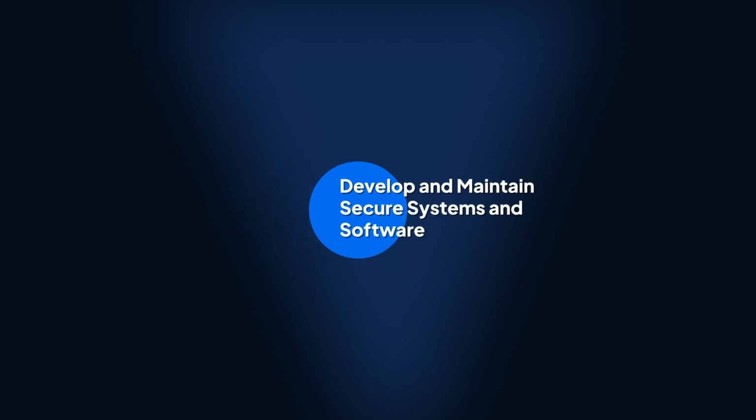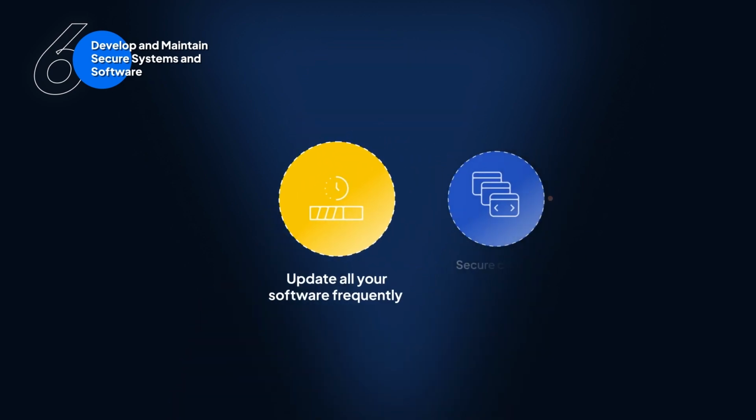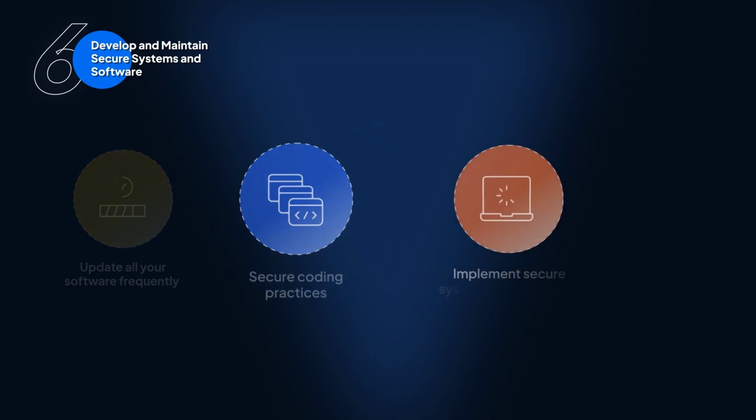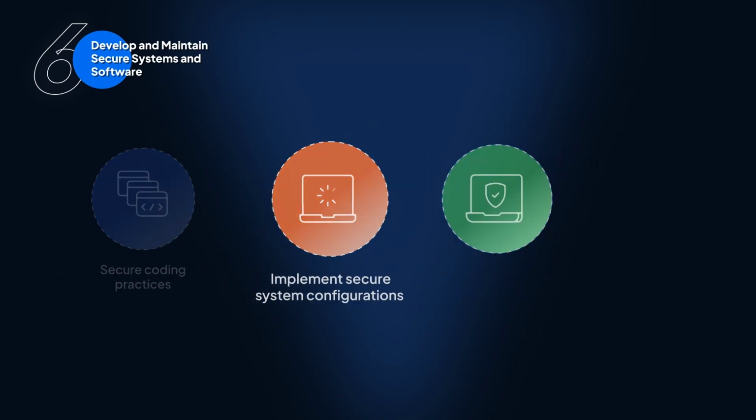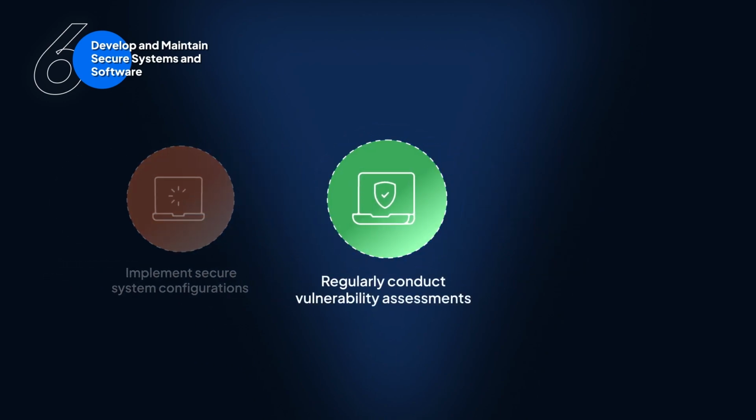6. Is develop and maintain secure systems and software. Code truly is the new iron core, and you want to make sure that it's well protected. Update all your software frequently and use secure coding practices. Implement secure system configurations and regularly conduct vulnerability assessments.